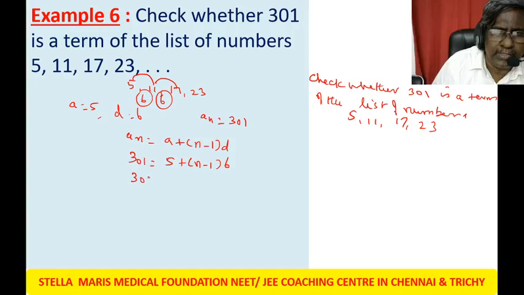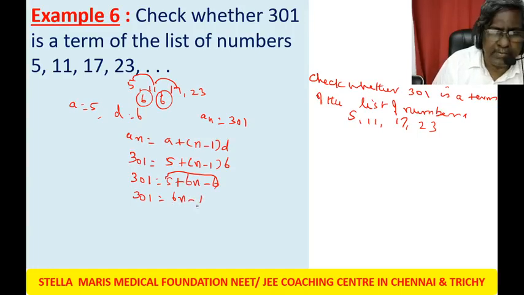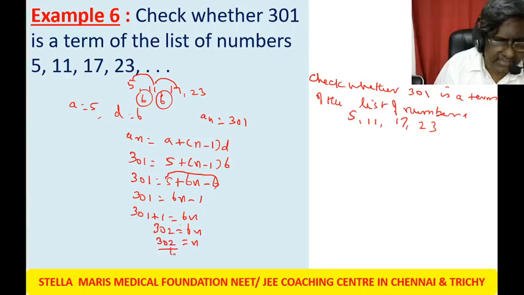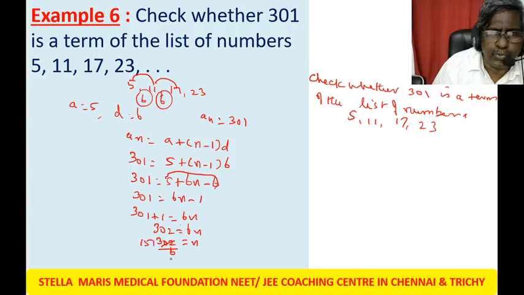It will be 301 is equal to 5 plus 6n minus 6, or 301 is equal to 6n minus 1. Then I take minus 1 to the other side. So 301 plus 1 is equal to 6n, or 302 is equal to 6n, or n is equal to 302 by 6. That reduces to 151 by 3, which is not a positive integer.